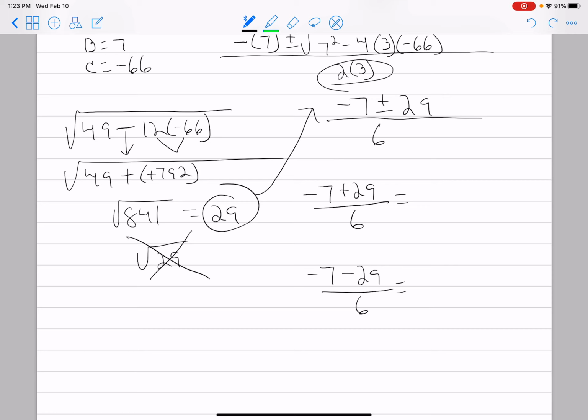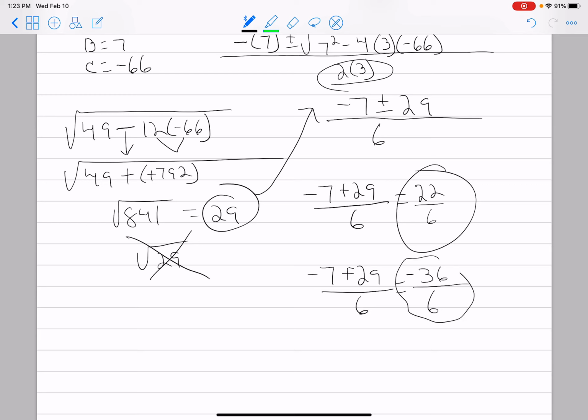Use your calculator if you have to. Make sure. Negative 7 plus 29 is what? 22. 29 minus 7. Yep. 22 over 6. Boom. You can simplify it, but if you got to 22 over 6, we're doing good. That's one of my answers. Negative 7 minus 29, which is like plus a negative 29, is what? 36. Negative 36 over 6.